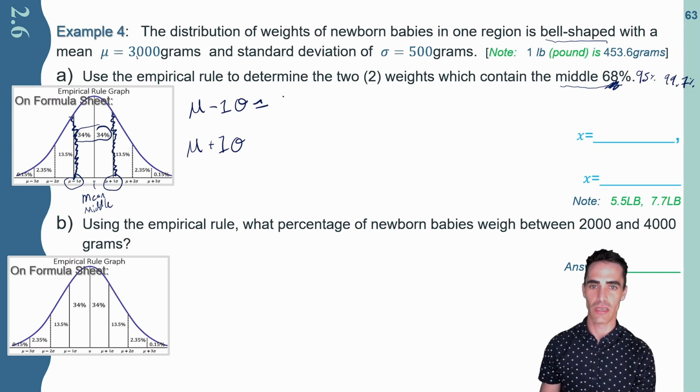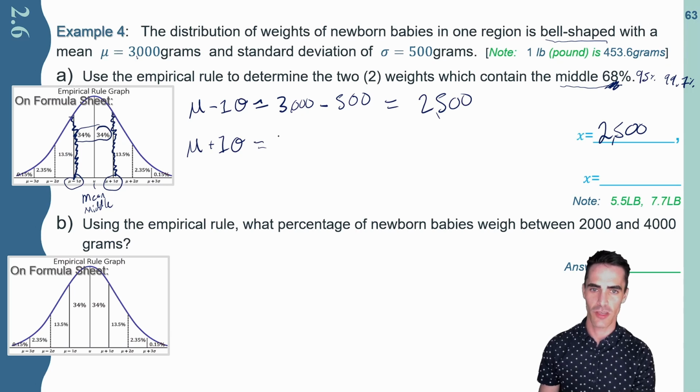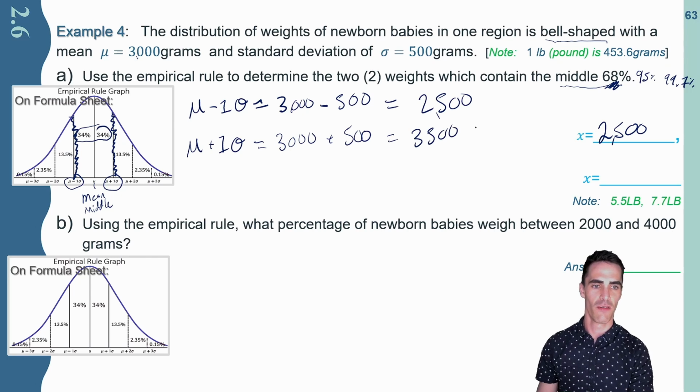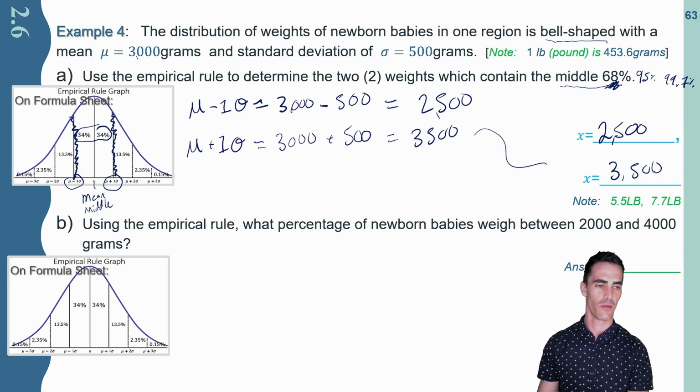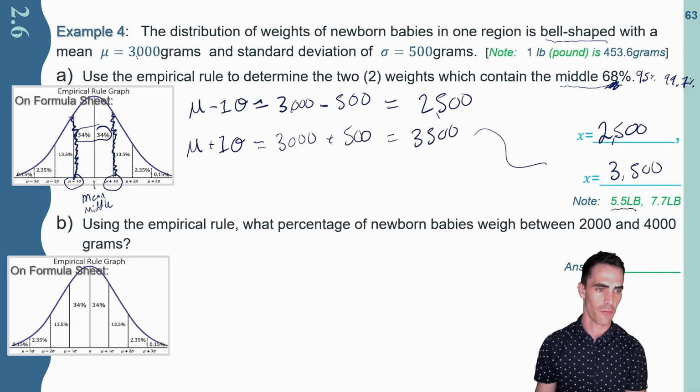For the first one, the mean is simply 3,000. So I'll write 3,000 minus 1 standard deviation, which is 500. No problem. It should be 2,500. That's going to be the first weight, the smaller one. On the larger end, adding 1 standard deviation, that's 3,000 plus 500, which is 3,500, and that's my larger value. Now, both of these measures are in grams, and if you want to put those into pounds, I did that for us down here.